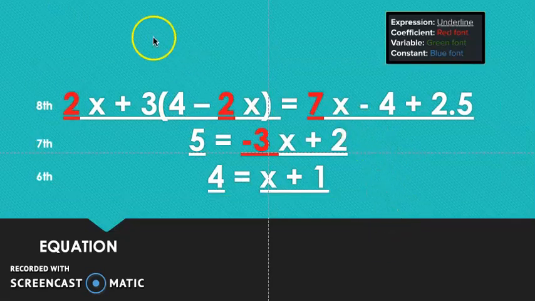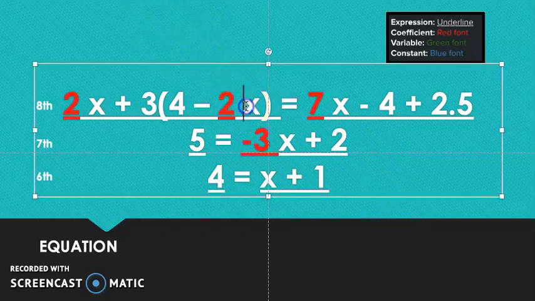A variable is just a letter that represents a number. So in this case, we're looking for variables. The first one down here at the bottom in green is our x. Over here is another one.